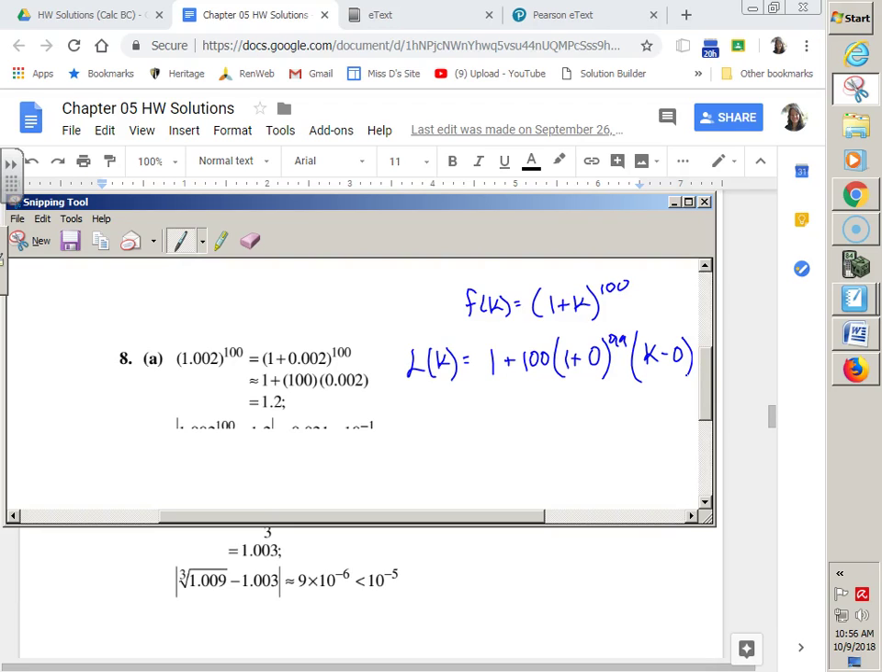And the derivative, you would bring down the 100, make it the 99th power times u prime is just 1. Plug in 0, your point of tangency. Plug in f of 0, your point of tangency. And so this is just what they did after. They went ahead and solved.